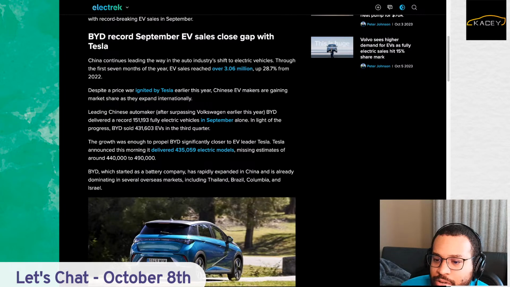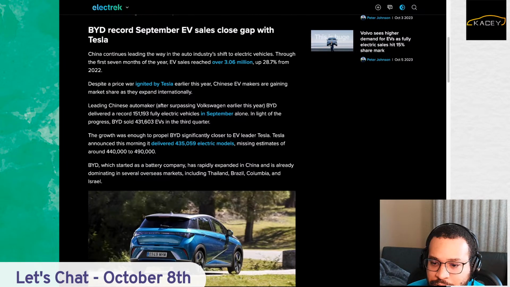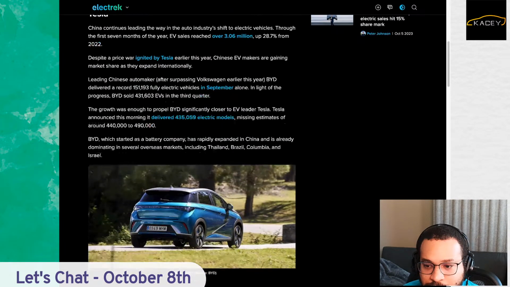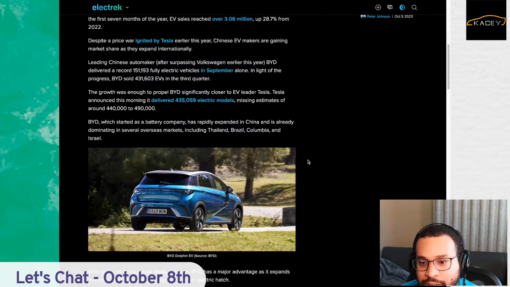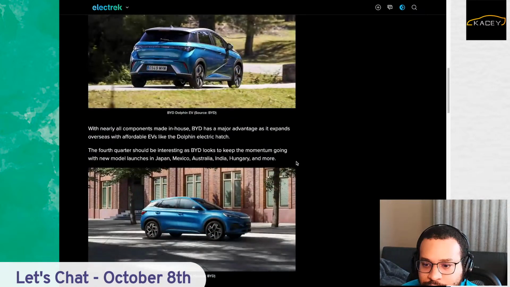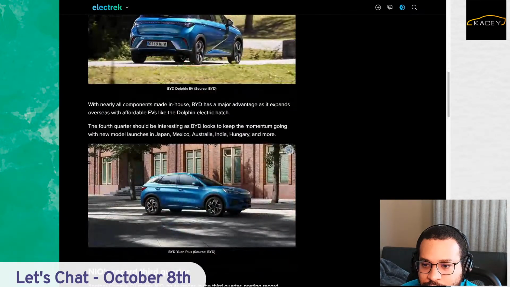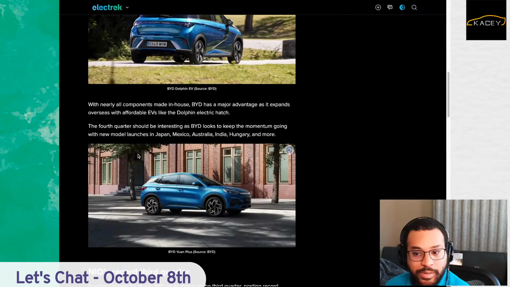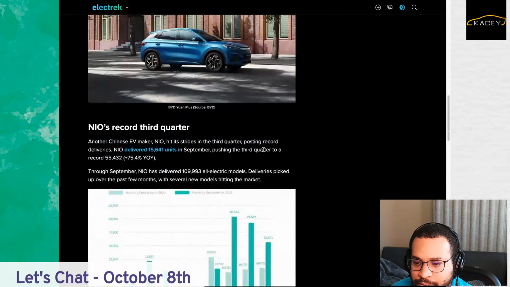BYD, which started as a battery company, has rapidly expanded in China and already dominating in several overseas markets, including Thailand, Brazil, Colombia, and Israel. Fourth quarter should be interesting as BYD looks to keep the momentum going with the new model launches in Japan, Mexico, Australia, India, Hungary, and more. Let's look at NIO.